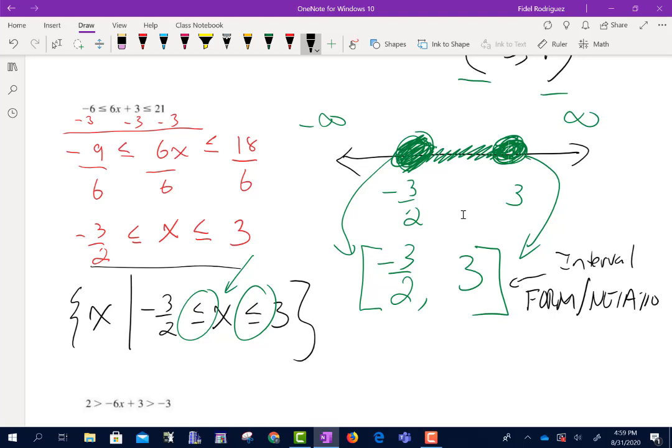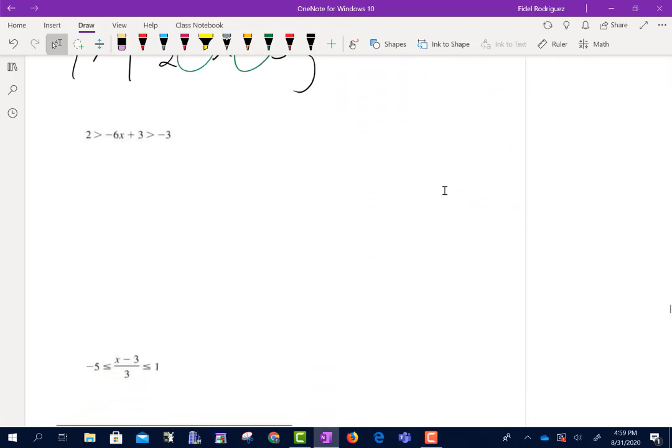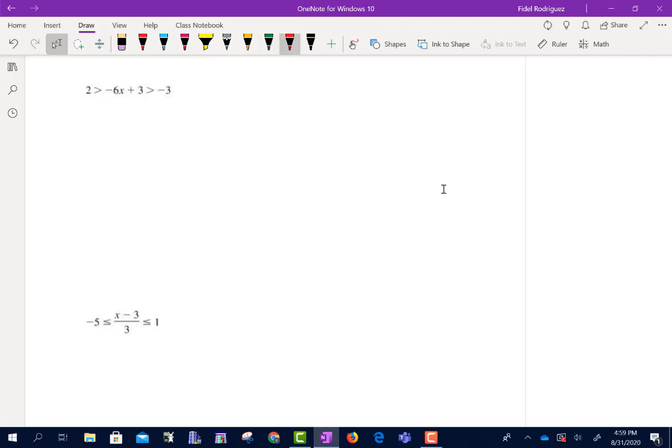So again, in case you're wondering, this here, guys, is called interval. Sometimes we say form. Sometimes they say notation. The key word is they're both going to have interval. Okay.